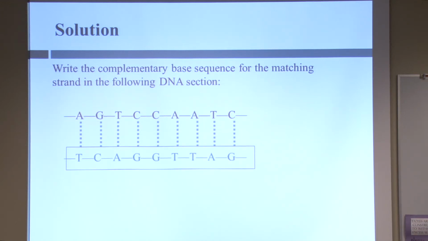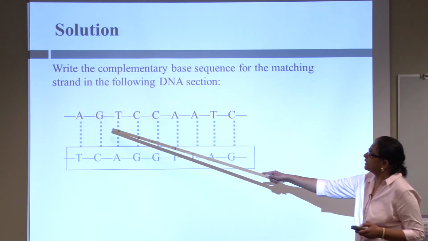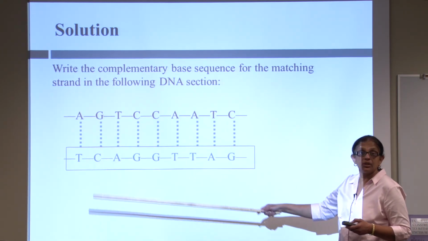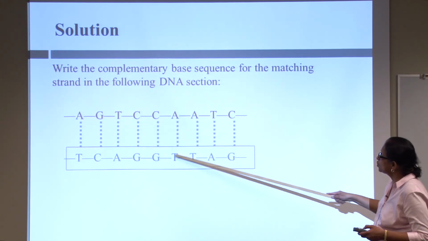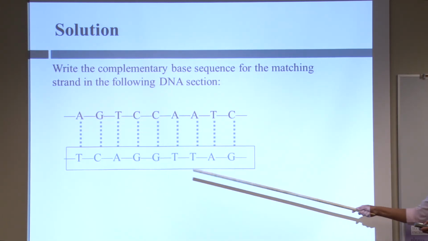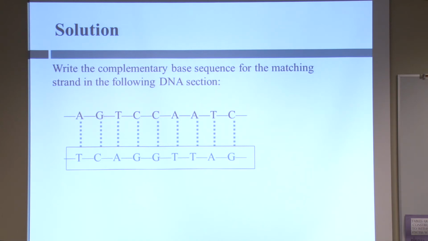So let us see. Complementary bases are always connected to the same base pairs. Adenine always pairs to thymine with 2 hydrogen bonds, and guanine to cytosine with 3 hydrogen bonds. So this is your complementary sequence of the matching strand in the double helix.